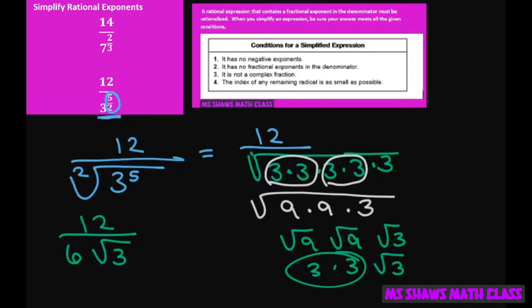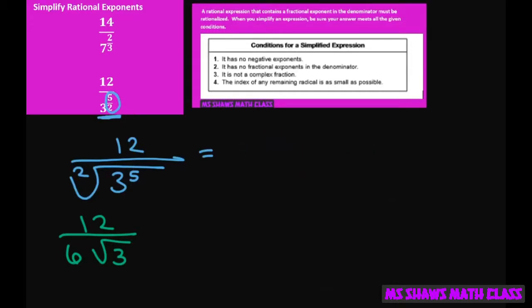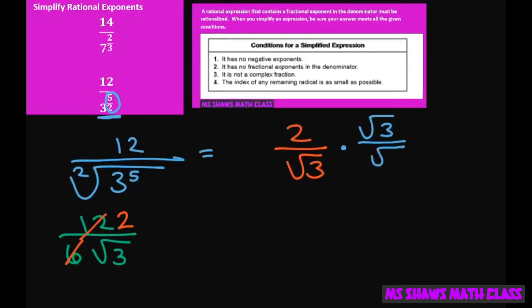Now that we have that, I can reduce this. 6 goes into 12 2 times. So now we have 2 divided by square root of 3. Again, the problem is you can't have a radical in the denominator, so you can multiply it by square root of 3. We're going to rationalize it, and you're going to get 2 square root of 3 divided by 3.